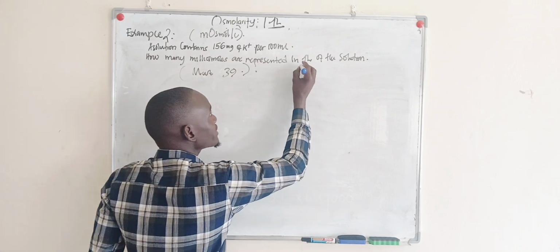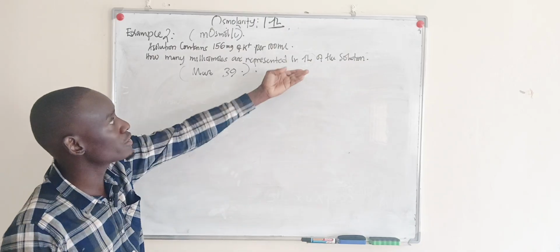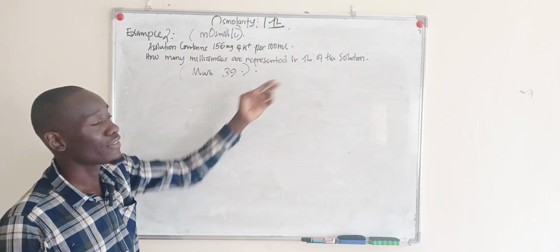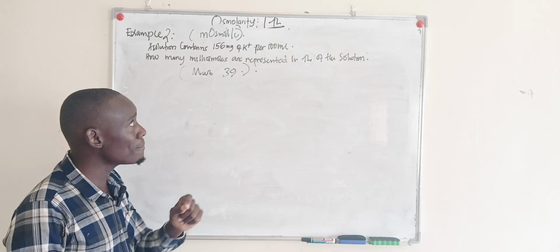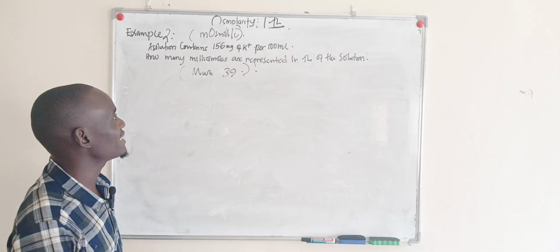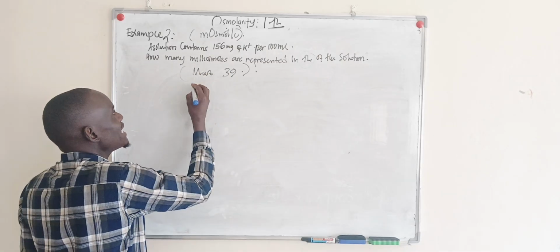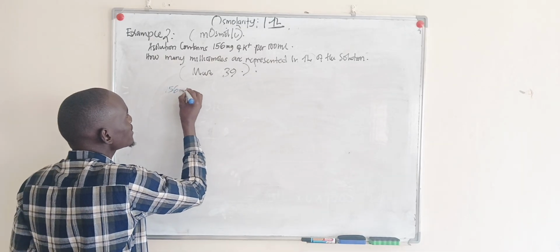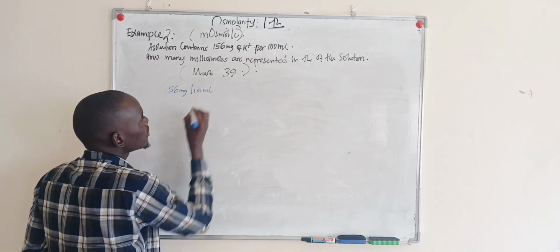And the question here, they have been specific. They have simplified it for you because they have already told you in a liter. In certain questions, they may not specify it, but you should at all times remember that mOsmol is calculated in liters. So let us calculate this. First of all, they are telling us that we have 156 milligrams per 100 mils of the solution.